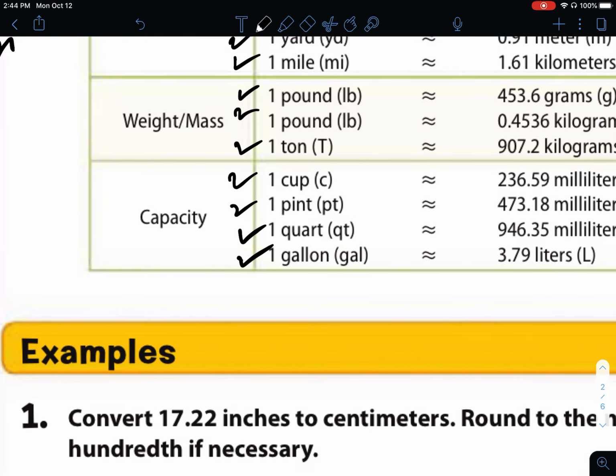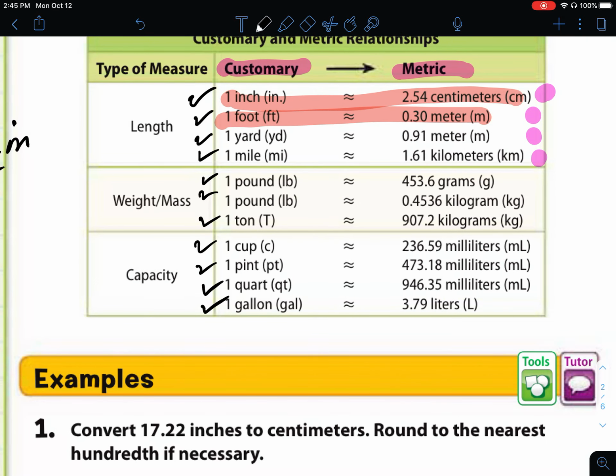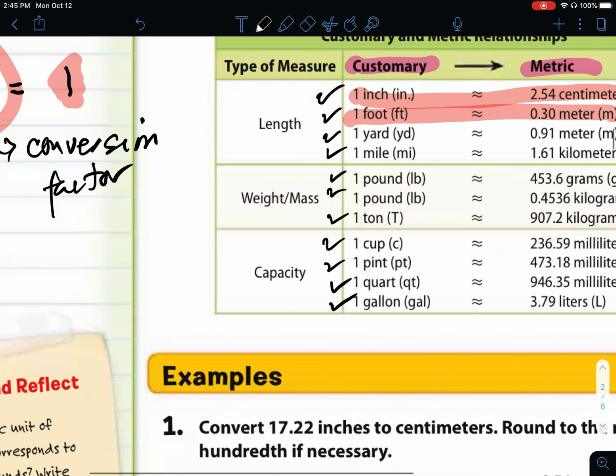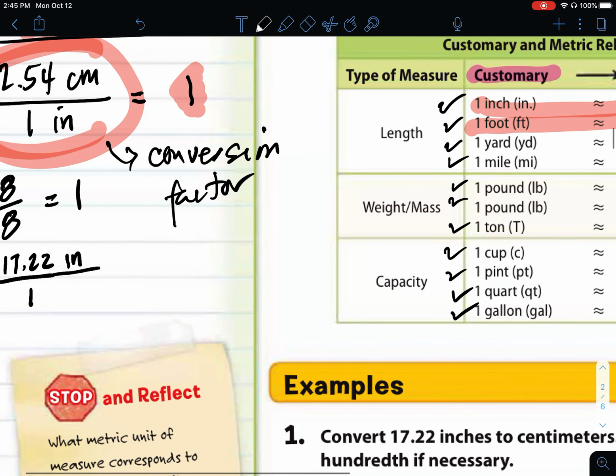In example number one, we're asked to convert 17.22 inches to centimeters, and to round to the nearest hundredth if necessary. The first step is to simply get 17.22 and put it on the side here, over 1, because 17.22 over 1 is the same as 17.22. And I'm going to write the unit, inches, here.